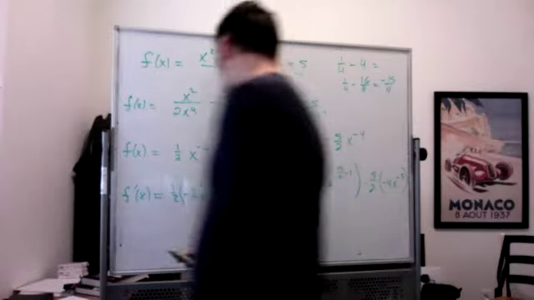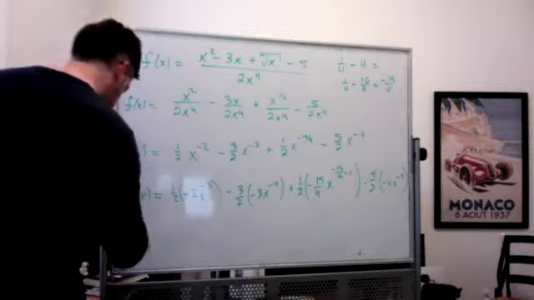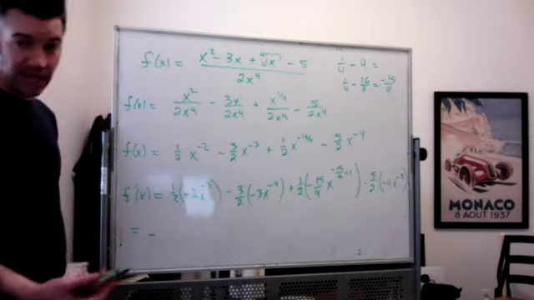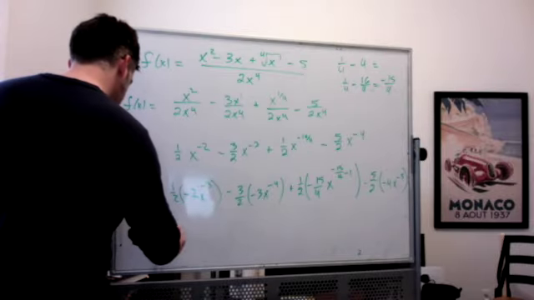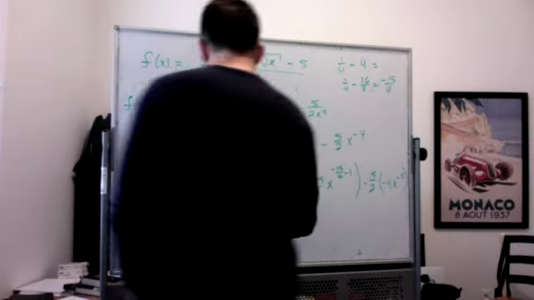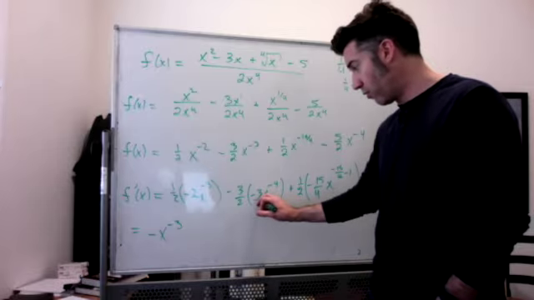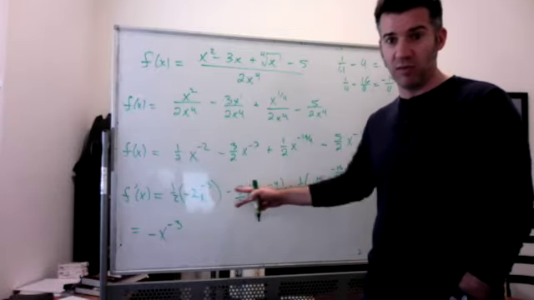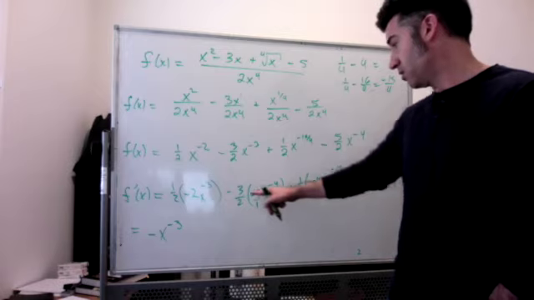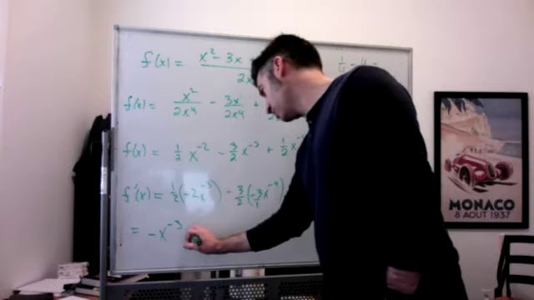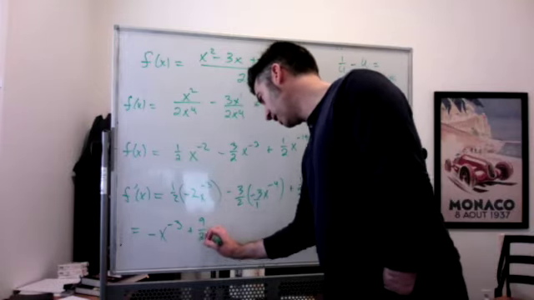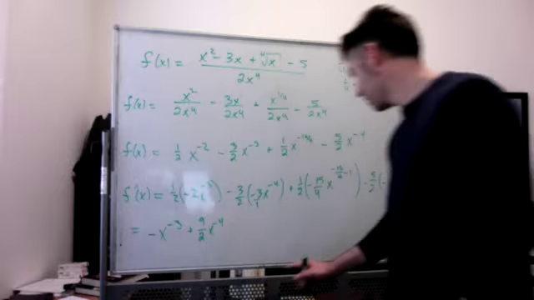So simplifying, 1/2 times negative 2 is negative 1. I'm just going to write negative x to the negative third. Negative 3/2 times negative 3 is going to be positive 9/2, because that's negative 3 over 1. And fractions times fractions, you multiply the tops and the bottoms together. So negative 3 times negative 3 is 9. 2 times 1 is 2. So 9/2 is x to the negative fourth.